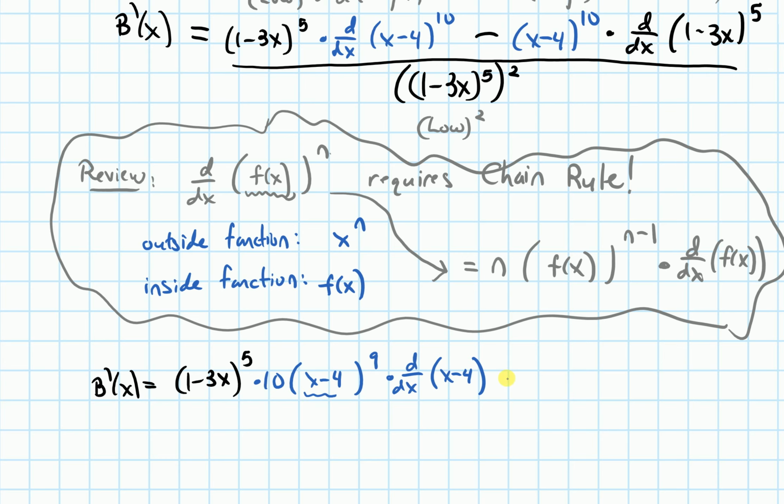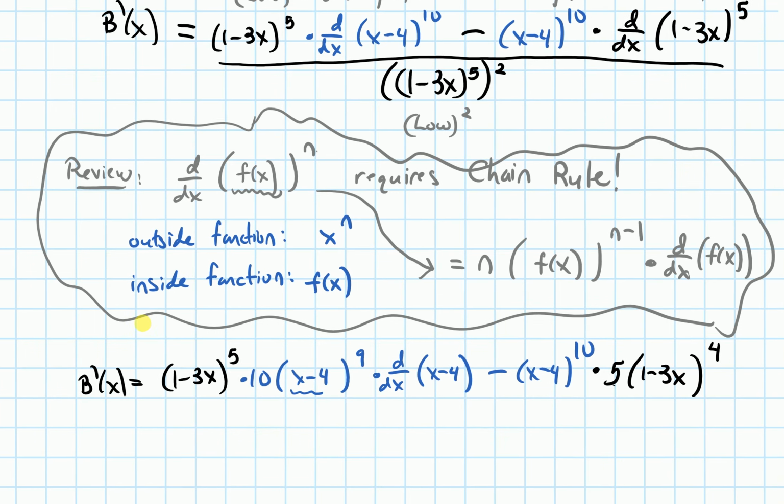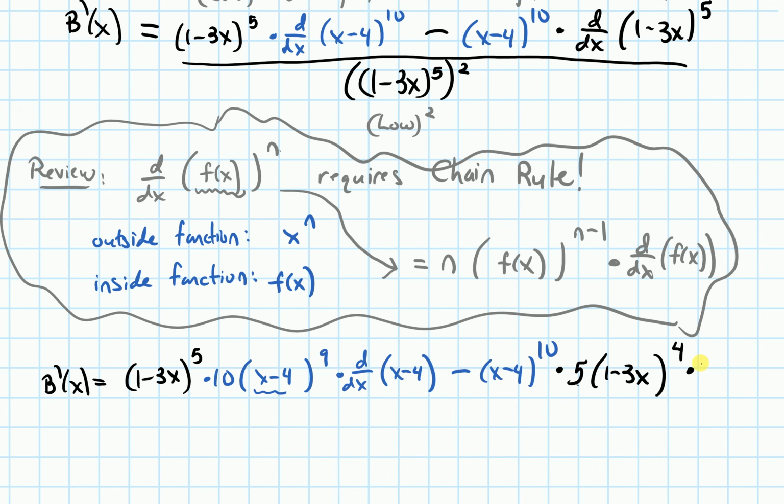Okay, all right, and then we have minus. We still have this other x minus 4 to the 10. Now we have to do the derivative of 1 minus 3x to the 5. So that's going to be chain rule as well. First we deal with the outside part, that's the power. Bring that power down, subtract 1 from it, so the new power is 4. So we're taking the derivative of the outside portion so far. When we do that, keep plugging the same inside thing into it, so 1 minus 3x. But now there's that chain rule step where we have to multiply this by the derivative of the inside, the derivative of 1 minus 3x.